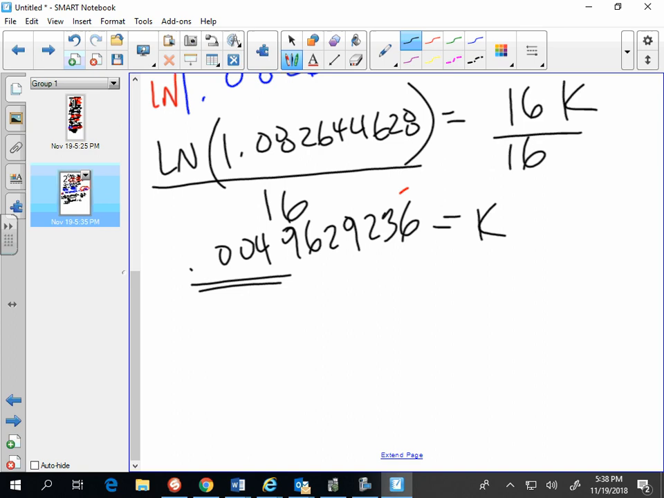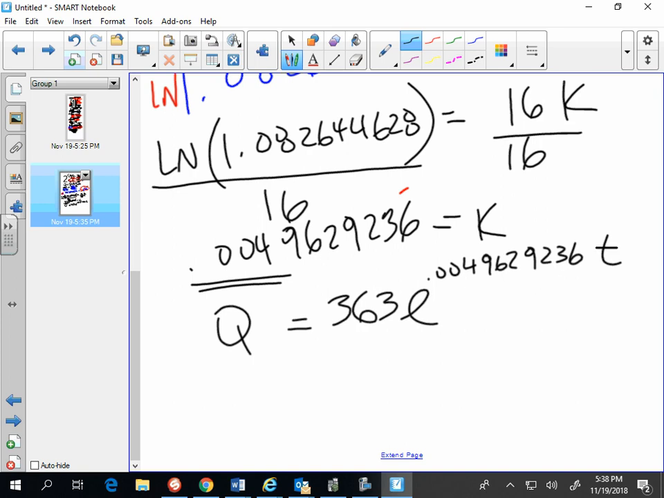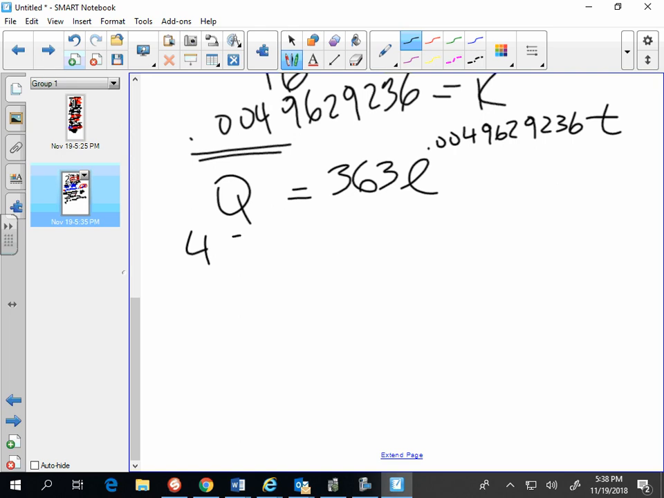Well, let's see if we can build our quantity of carbon in the atmosphere model. 363 e to the 0.00496292236 t. So here's our carbon in the atmosphere model, and we're asked here, it is thought that 450 parts per million is the point of no return in changing global climate. All right, so here's my model, and I want to know when the quantity is 450. Well, let's figure out how much time we have until we get to irreparable climate change.